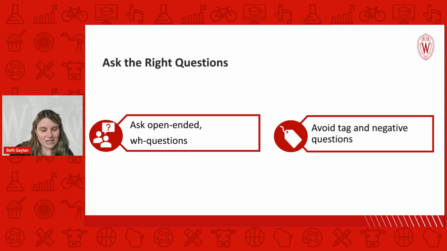Instead of closed, ask open-ended questions. Open-ended questions are also called WH questions. They begin with a WH word: who, what, where, why, when, and how, and require more information than just yes or no in reply. For example, when can you help me? You can expect very different answers if you ask, do you have time to help me? Versus, when can you help me?